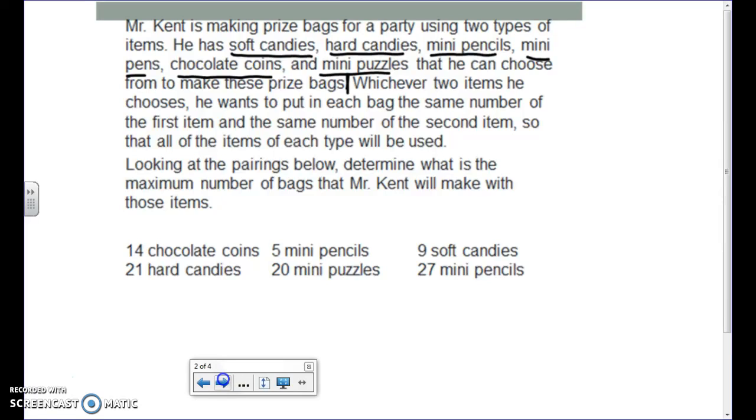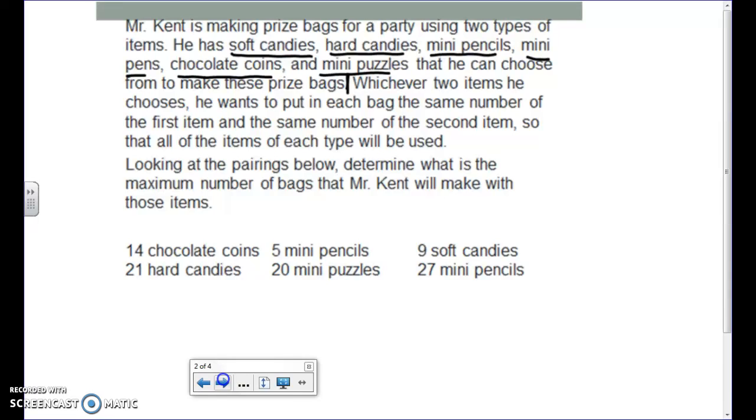So for instance, if he's going to put 2 chocolate coins in one bag, then he also needs to put 2 chocolate coins in every other bag. Or if he's going to put 3 mini puzzles in one bag, he wants there to be 3 mini puzzles in every bag. So he's going to put the same amount of each thing in each bag.